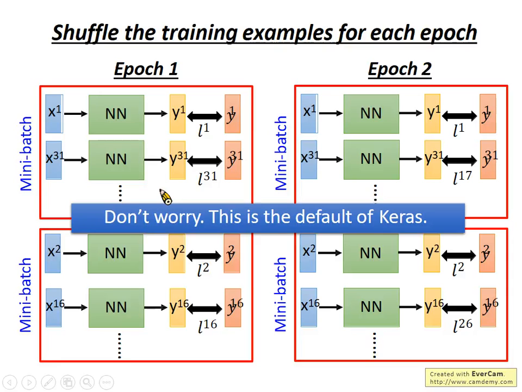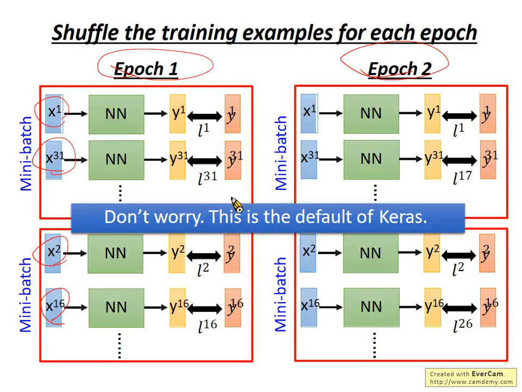And as I said before, you don't necessarily pick, for example, at the first epoch, data number 1 and data number 31 to be the first batch, and then data number 2 and data number 16 to be the second batch. At epoch 2, you don't necessarily pick the same data points into the first batch. You can shuffle. You can change the training data at different epochs.